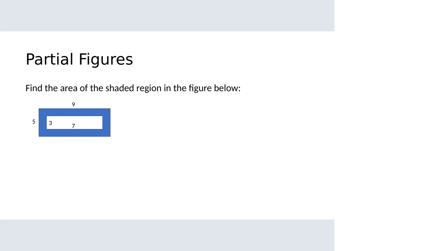All right, here's one that I always like to kind of see how it goes. Find the area of the shaded region in the figure below. So what we've got here is a rectangle. You can imagine like this part is a swimming pool, and then there's a walkway around the swimming pool, and we need to know how much concrete to use if we're going to make a swimming pool. So we need the area of just this walkway around here.